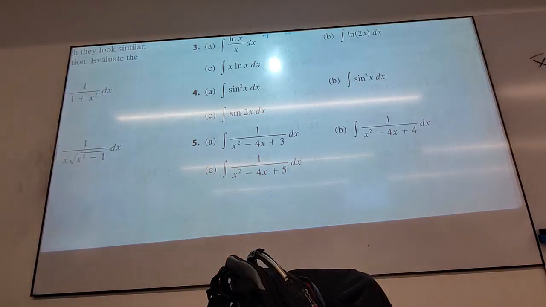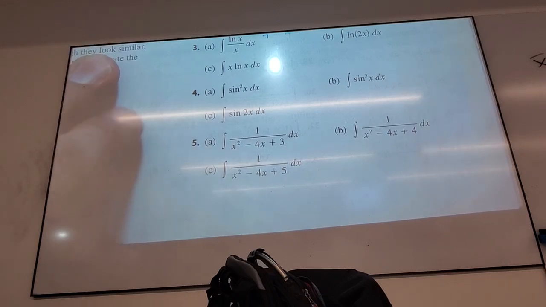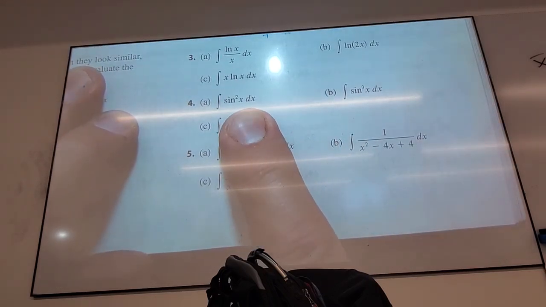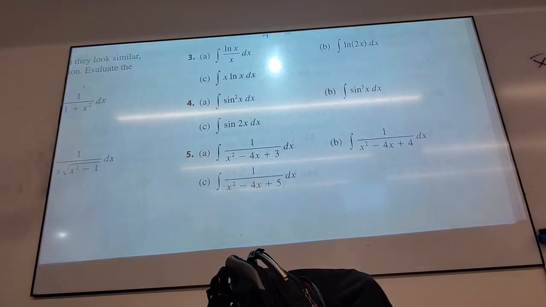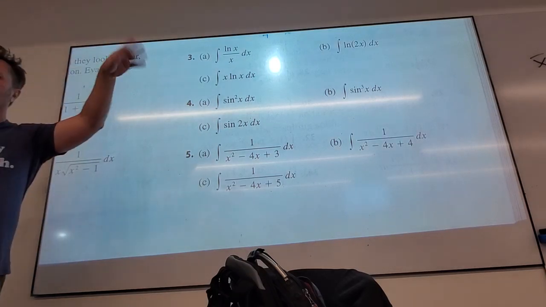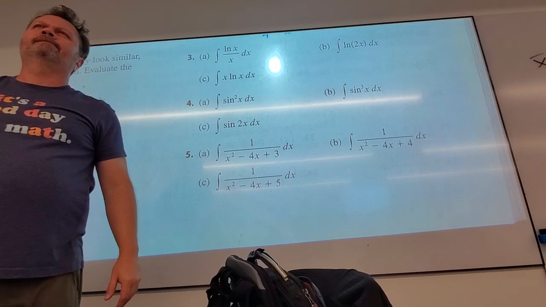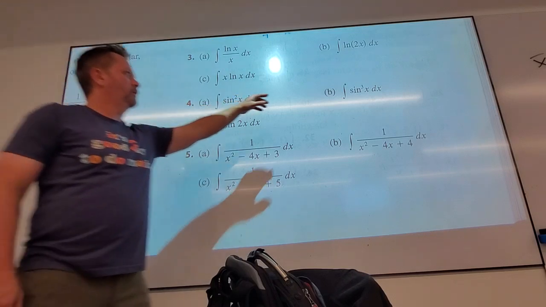Okay, so this section is good. What would I do for this? Switch it to the identity. Yeah, you have to use the power reduction, which is 1/2 times 1 minus cosine. Okay. What about part B? Yeah, part B is the same thing.